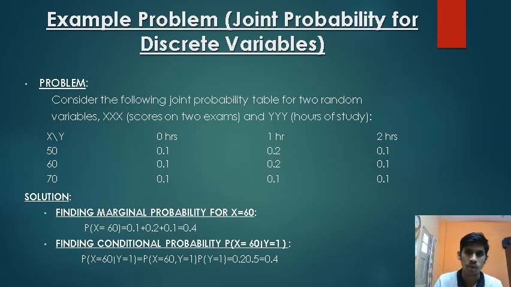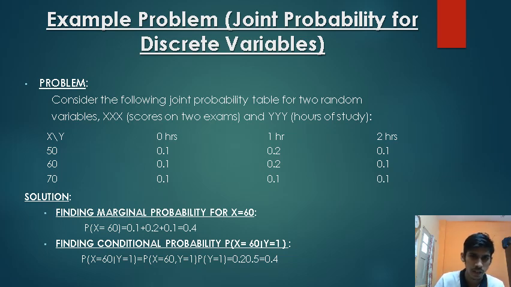Example problem: joint probability, discrete variables. This is its example as shown here. Okay, problem. Consider the following probabilities. Joint probability table for two random variables X, scores on an exam, and Y, hours of study. X by Y: 0 hours, 1 hour, 2 hours. 50: 0.1, 0.2, 0.1. 60: 0.1, 0.2, 0.1. 70: 0.1, 0.1, 0.1.